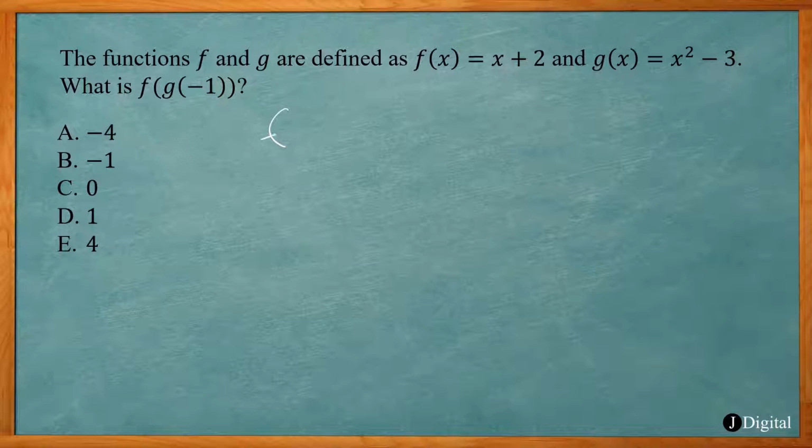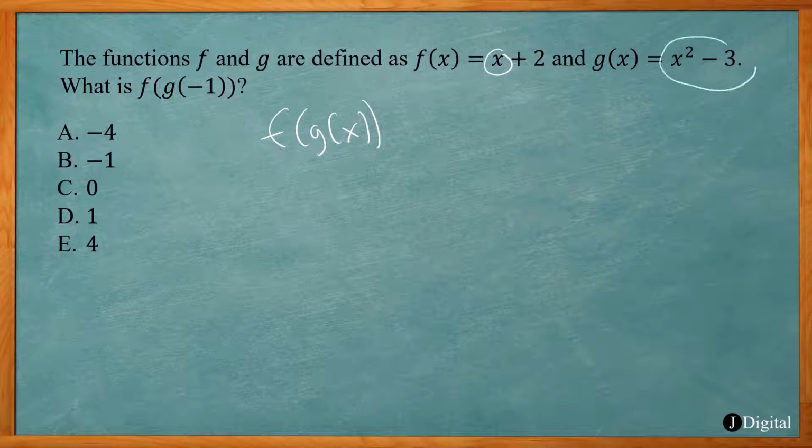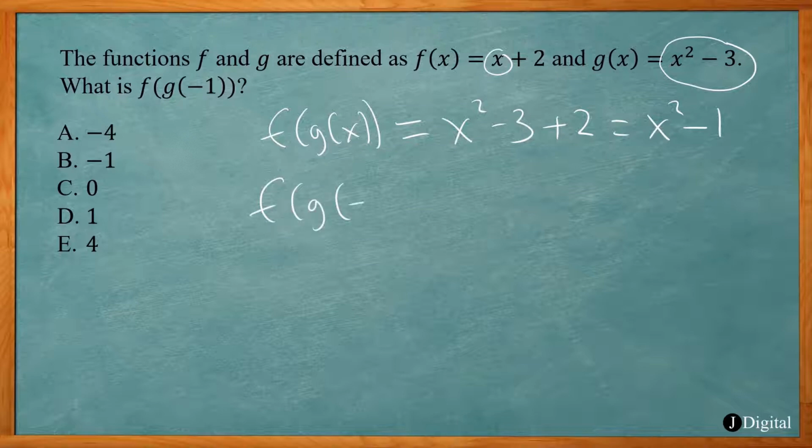Alright, the second way to solve this is to actually find the f of g of x function and then plug in negative 1. How we find this is replace the x in the f of x function with x squared minus 3. So this becomes x squared minus 3 plus 2, which is x squared minus 1. Now we find f of g of negative 1. That's going to be negative 1 squared minus 1, or 1 minus 1, which is 0.